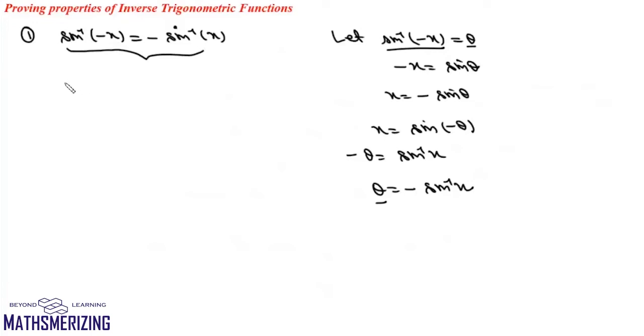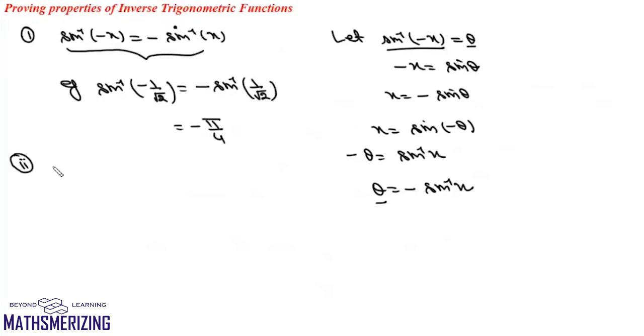So if we have sine inverse minus 1 by root 2, we can write this as minus sine inverse 1 by root 2, and sine inverse 1 by root 2 is pi by 4. So it'll be minus pi by 4.